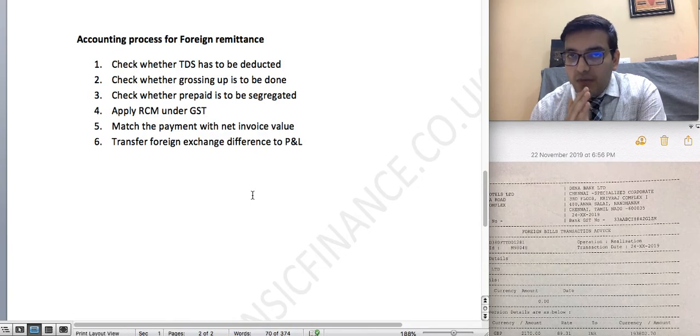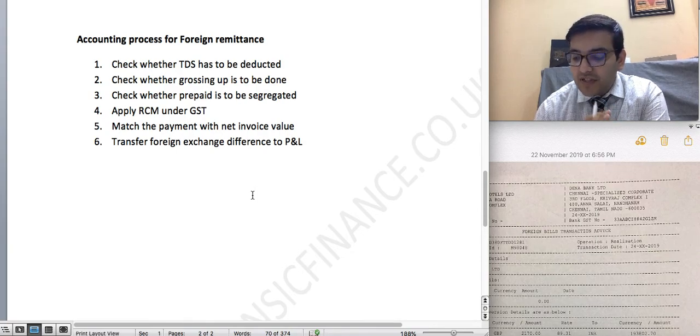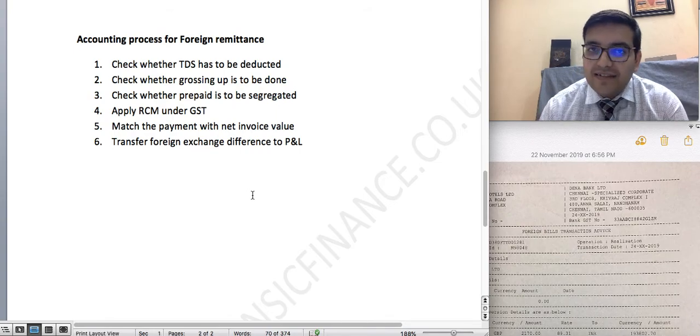Just remember these 6 points whenever you're accounting for a foreign remittance transaction, so that all the aspects will be covered, and you'll not forget anything, and accounting will be proper and smooth. Okay, these 6 points are very important. Now what are these? Number one is TDS. TDS is written over in form 15 CB, how much you have to deduct.